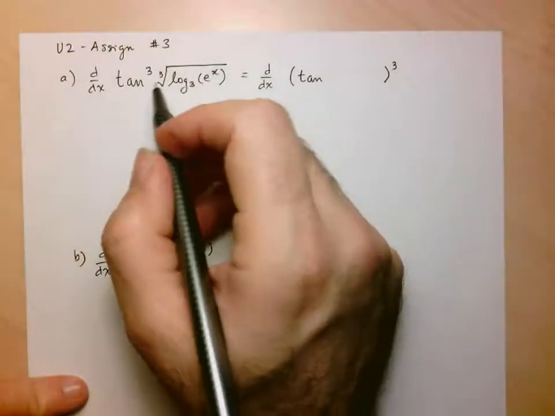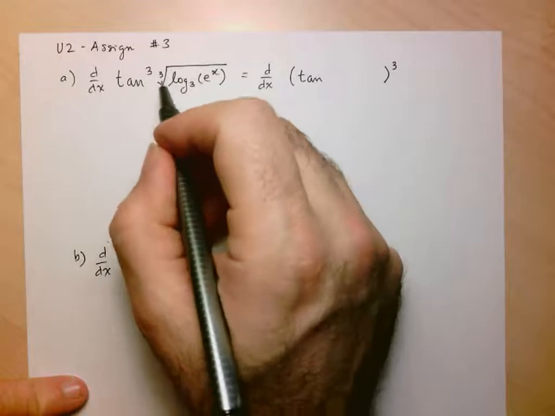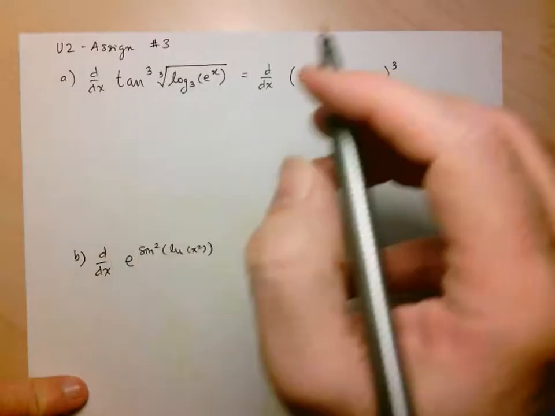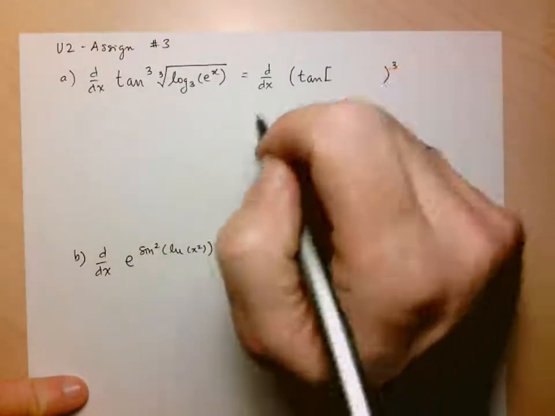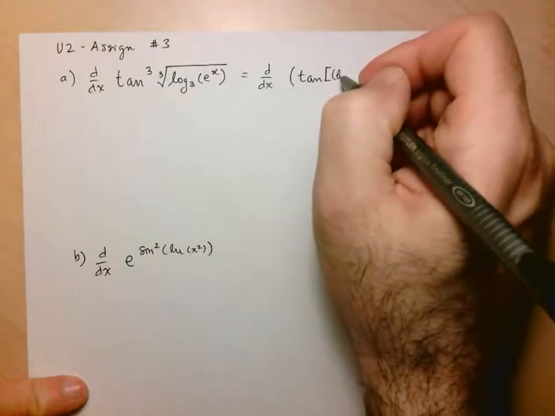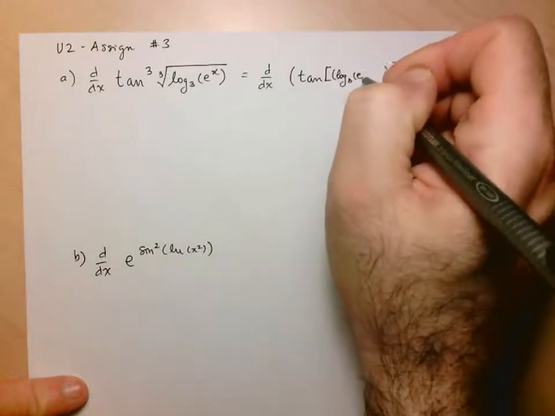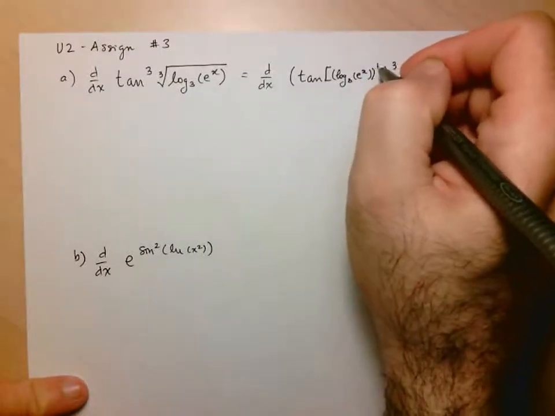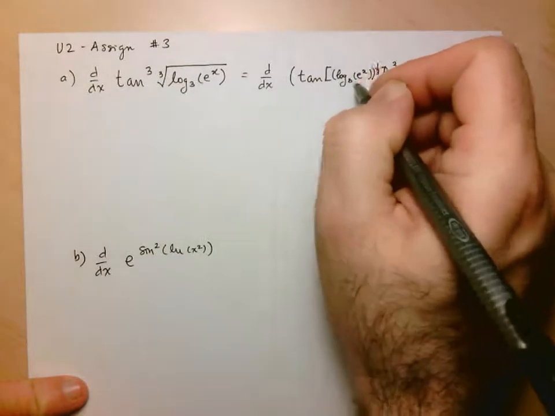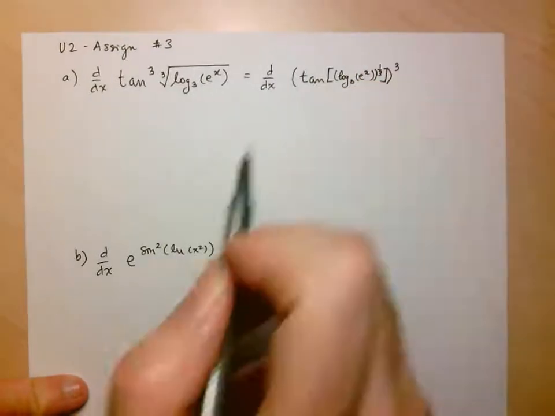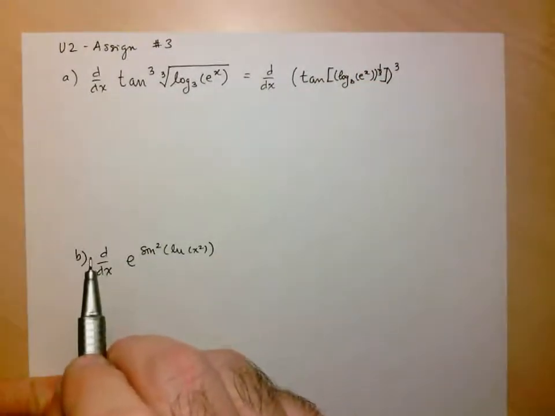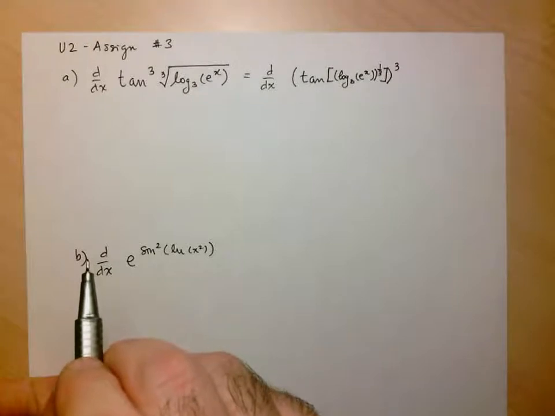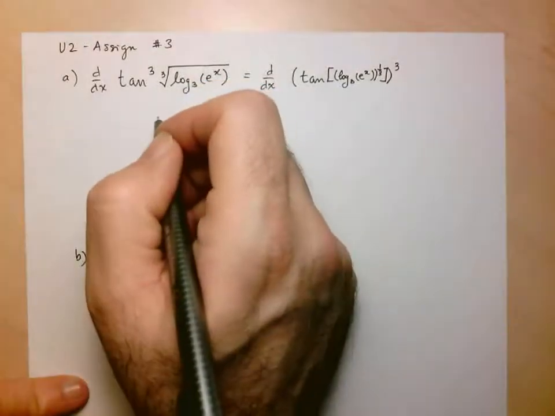Okay, so now let's look at the input of the tangent. I see a cube root. So again, I'm going to rewrite this as log base 3 of e to the x, and this whole thing is going to be to the 1/3. So all of this is the input to the tangent function. Okay, and so now it's a little easier to see how the chain rule is going to work.